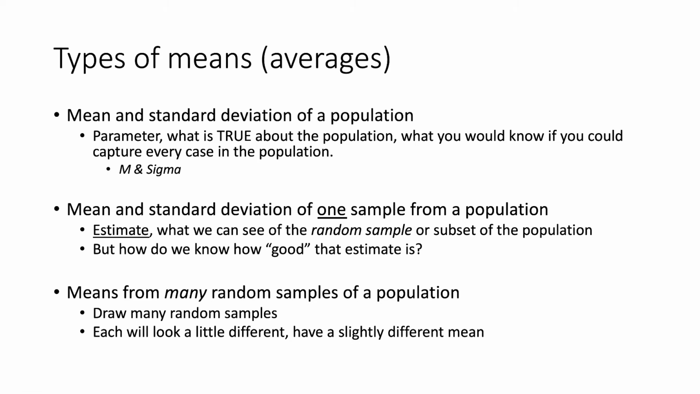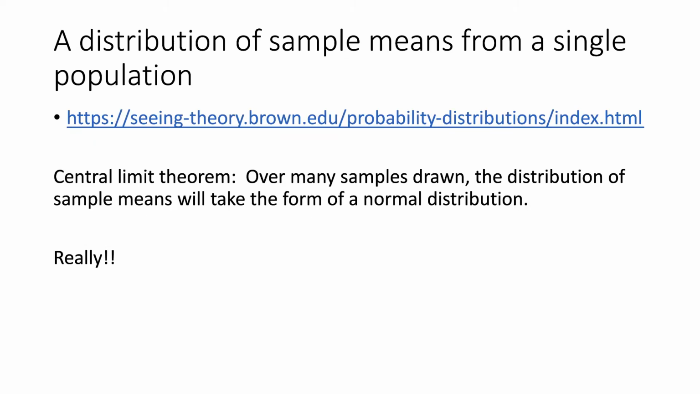Each of those samples would look a little bit different. Each would have a different mean, and those means would themselves have a distribution. And that distribution is going to help us with our decision making about whether we can infer from a sample to a population. So I am going to talk to you about the central limit theorem.